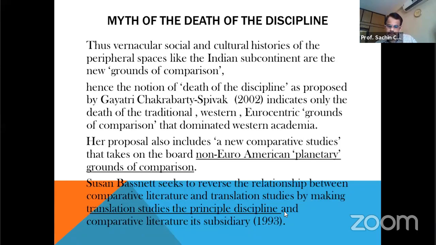Susan Bassnett is another scholar who has talked about the death of comparative literature, and she provocatively says that the relationship between comparative literature and translation studies is almost reversed. What has happened, according to her, is that translation studies is the primary discipline and comparative literature is seen as subordinate and subsidiary. So she says that the term comparative literature should be replaced by translation studies. That's the position she has taken.